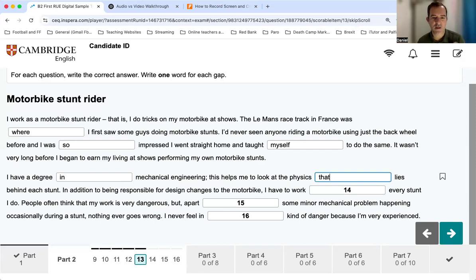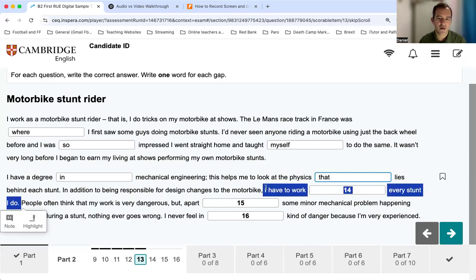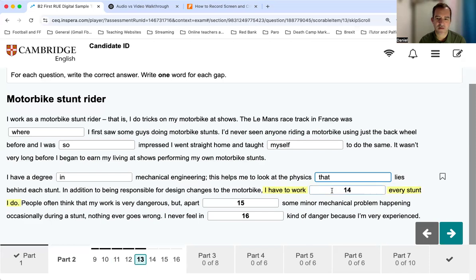In addition to being responsible for design changes, I have to work every stunt I do. What is it? It's another preposition. I have to work on, I have to work at, I have to work to. In addition to being responsible for design changes, I have to work on every stunt I do. I have to work at every stunt I do. If you can write in the comments and help me with this one. I have to work on is normally "I work on". After school today, I need to work on my special project.